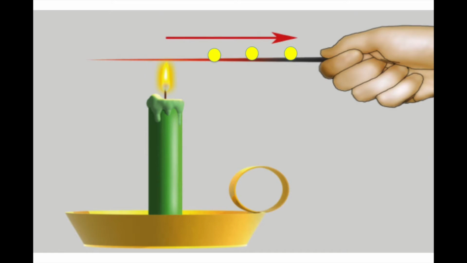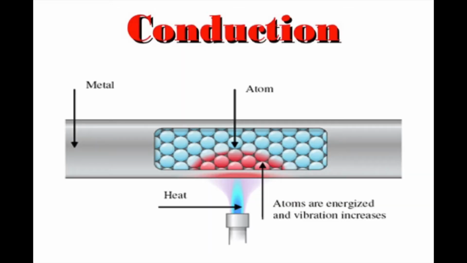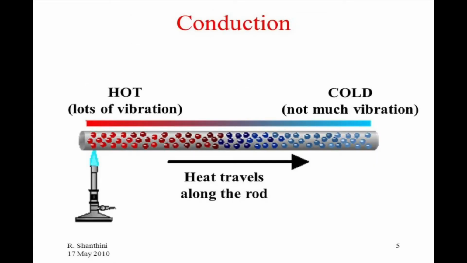In this experiment, we saw that the wax near the flame melted first. As heat travels through the metal rod, the other wax melts. This type of heat transfer is called conduction. The atoms and molecules of the metal rod absorb the heat from the flame, causing them to vibrate and spread heat to the other molecules.